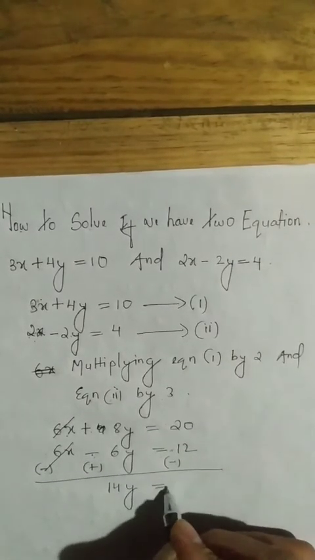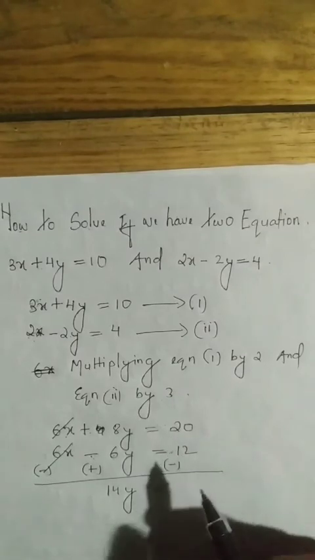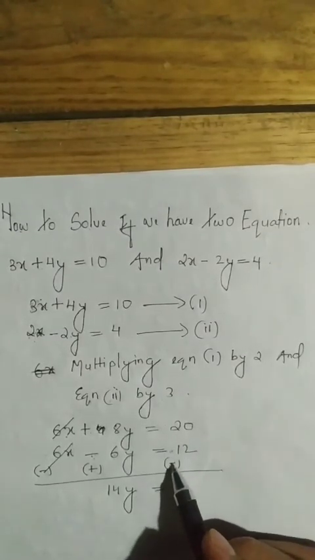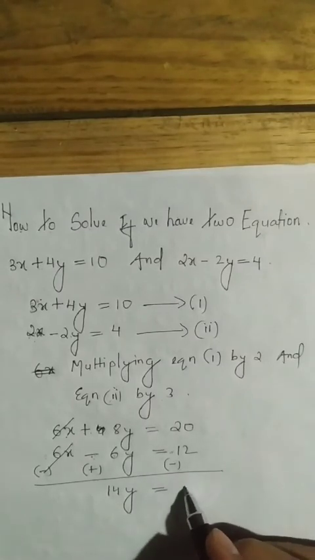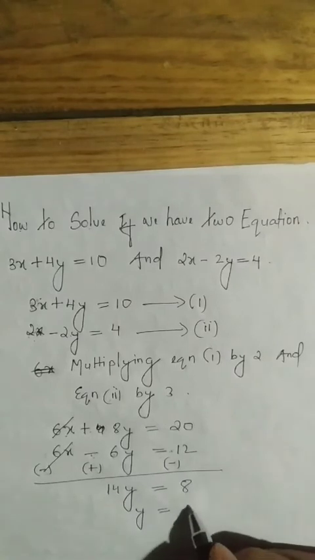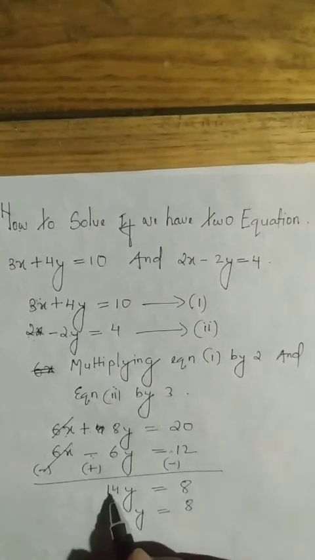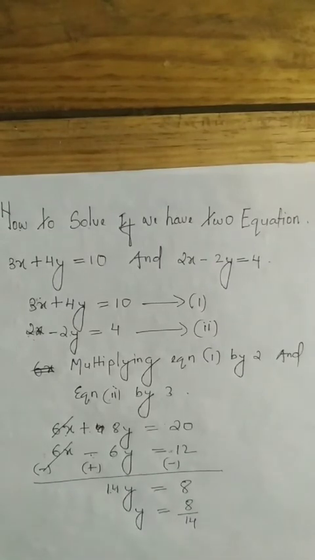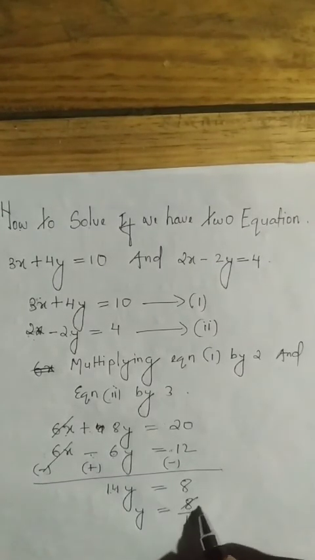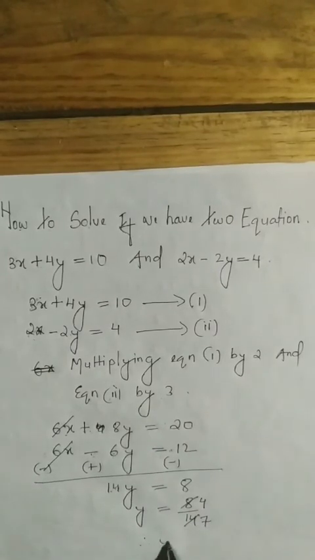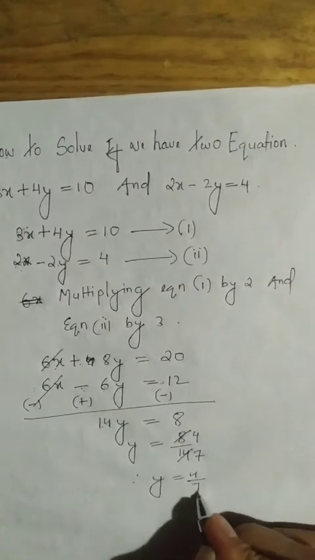y is equal to, okay, minus. Now what I'm going to do is 20 minus 12. It will become plus 8. So 14y is equal to 8. Now 14 will come down, since 14 is multiplied with y. If a multiplication sign is there in between, it will come down. So 2 times 4 is 8, 2 times 7 is 14. Therefore my y will become 4 by 7.